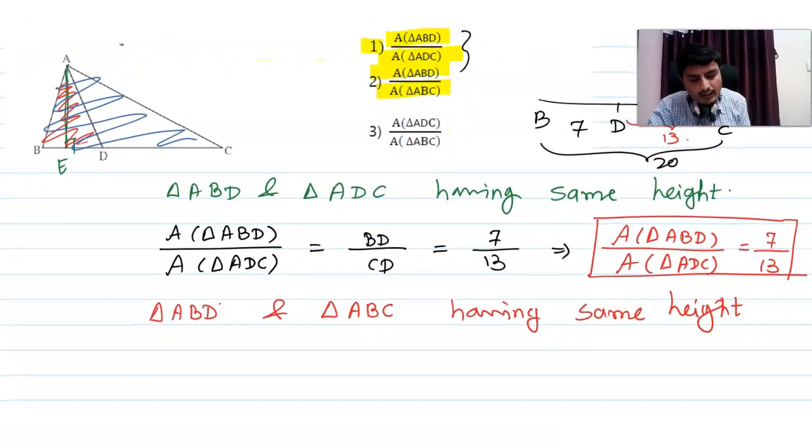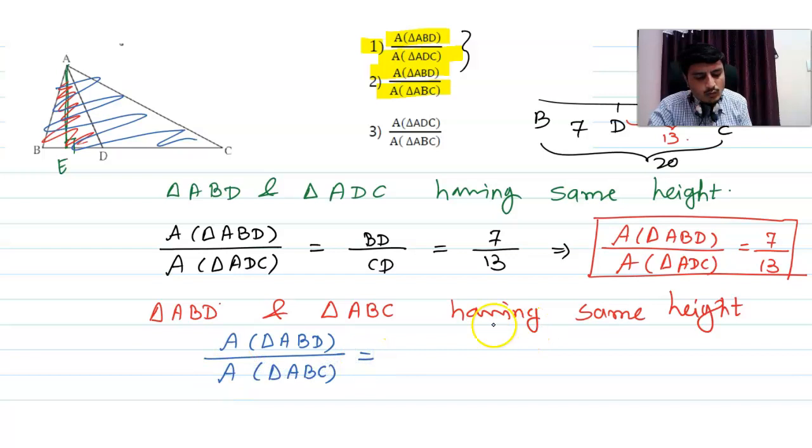So what about their ratio of area? I am writing area of triangle ABD divided by area of triangle ABC equals, since they have the same height, the ratio of their areas is equal to the ratio of their corresponding bases. So for ABD, BD is the base, and for ABC, BC is the base.